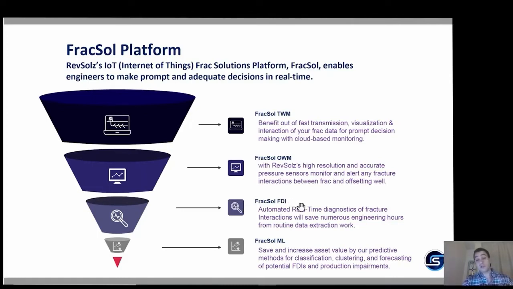FTI stands for fracture driven interactions, which captures all the frac hits, frac bashings, frac shadows, and poroelastic effects under one umbrella, which is going to be FTI. Our smart algorithms create automated real-time diagnostics where we are identifying, classifying, capturing, and highlighting all those FTI events, putting them into charts, maps, and tables for further analysis.